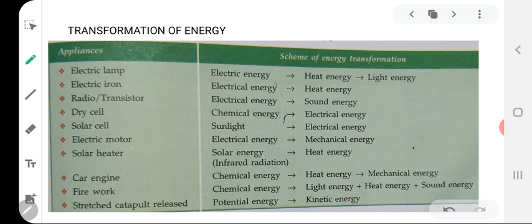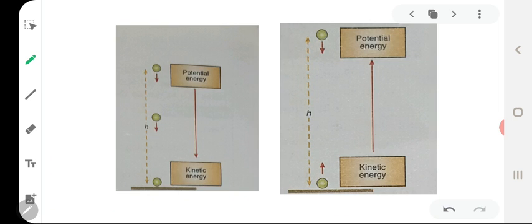Now, let me show you this picture. If I ask one question, what kind of energy transformation takes place when a body falls from a certain height? For this, you may refer to the first picture. When a body falls from a certain height, it loses potential energy and gains kinetic energy. Thus, when a body falls from a certain height, its potential energy changes into kinetic energy.